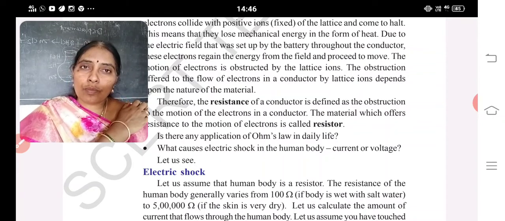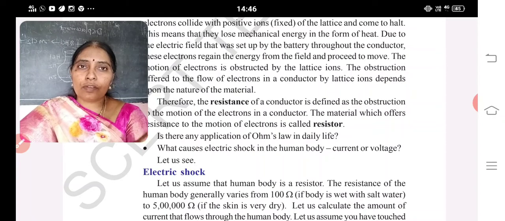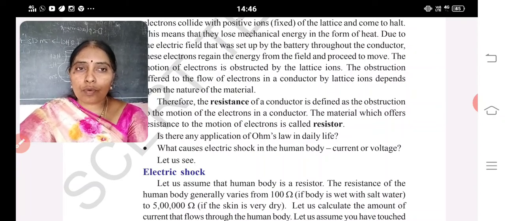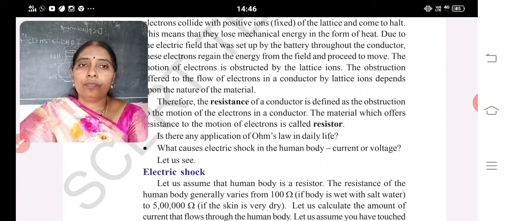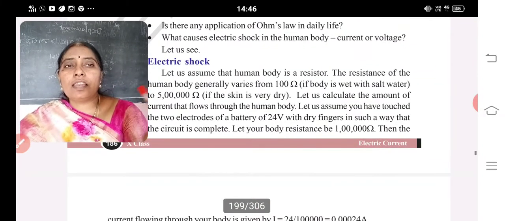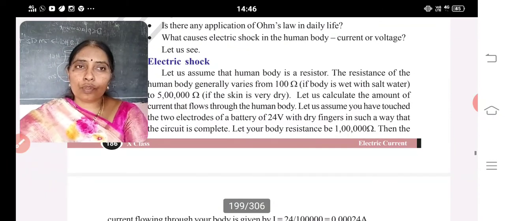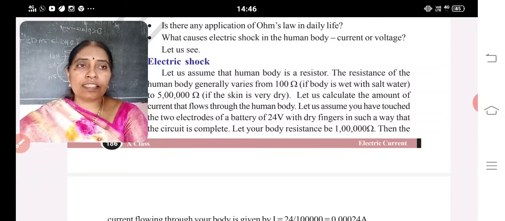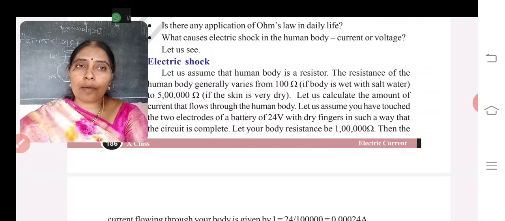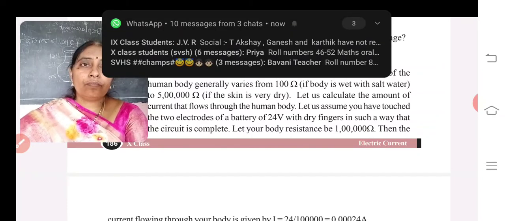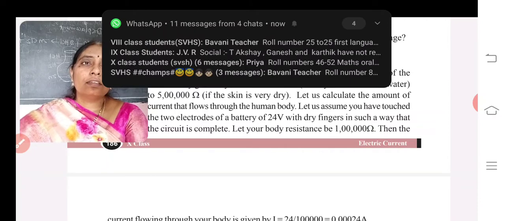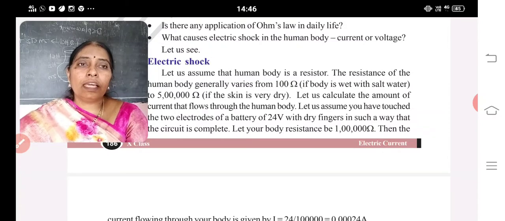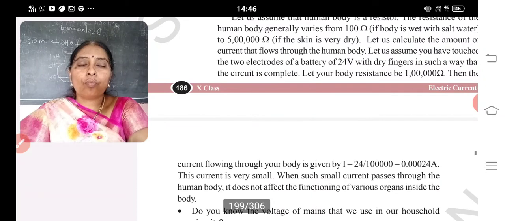Let us assume that the human body is a resistor which opposes the flow of current. The resistance of the human body generally varies from 100 ohms to 50 lakh ohms in the skin, if the skin is very dry. Let us calculate the amount of current that flows through a human body. Let us assume that you have touched the 2 electrodes of a 24 volt battery with dry fingers in such a way that the circuit is complete. Let our body resistance be 1 lakh ohms. Then the current flowing through our body is given by I equals V by R.